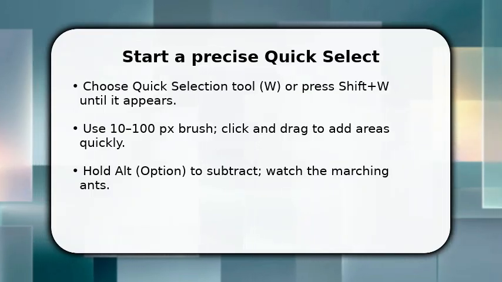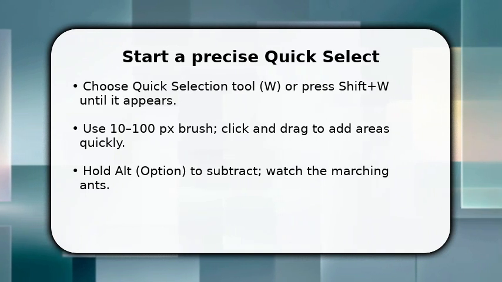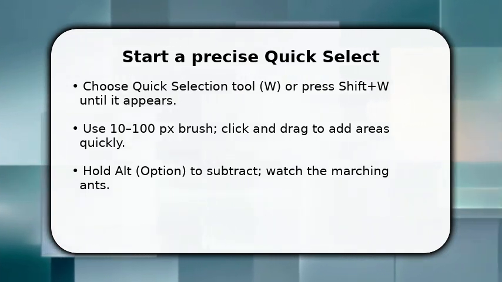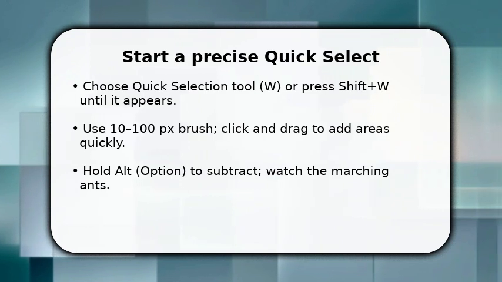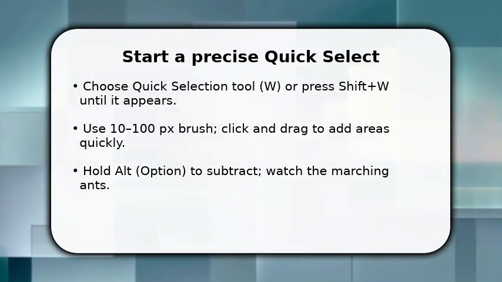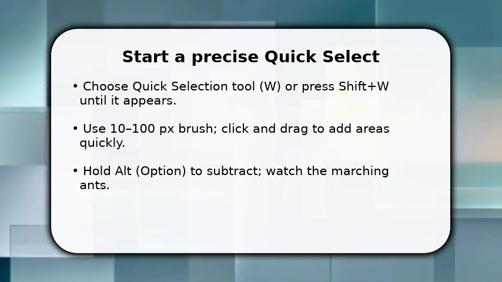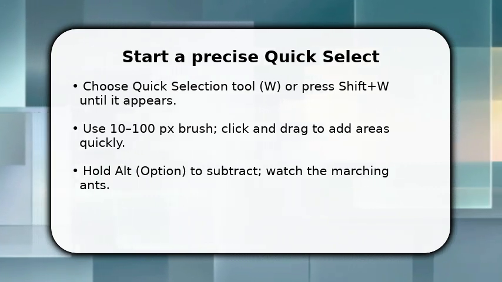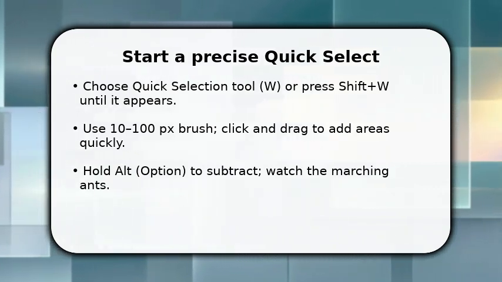You begin by opening the Quick Selection tool and establishing a clean initial selection. This sets the zone you'll move. Use a medium brush size so you don't overshoot edges, and drag to add areas. If you include unwanted parts, hold Alt-Option and paint to subtract.